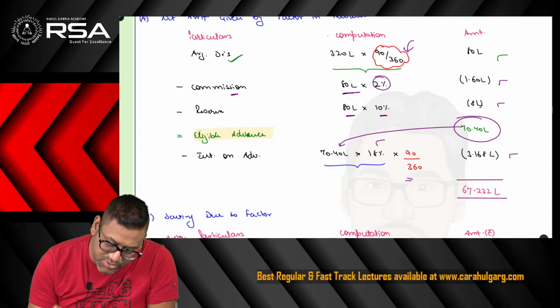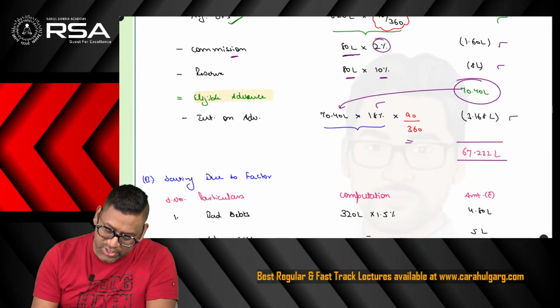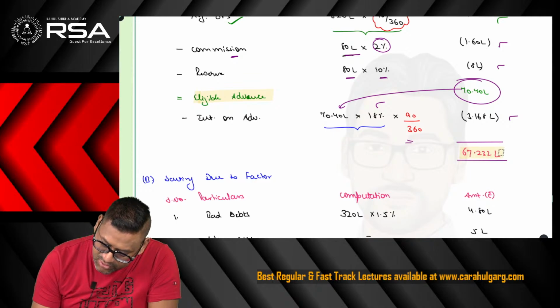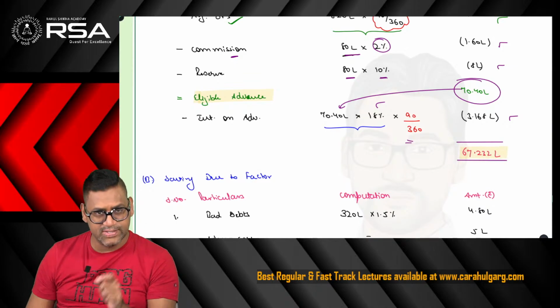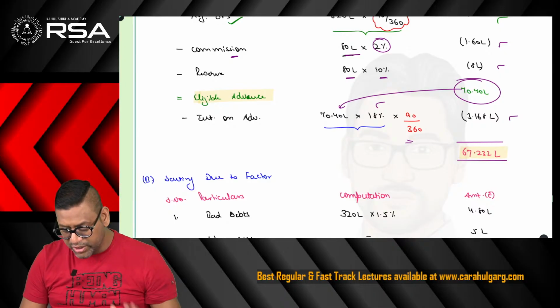So this amount comes as 3.168 lakh, and reducing it, you get the value, child, 67.232 lakh. So 67 lakh 23,200. Okay ji.